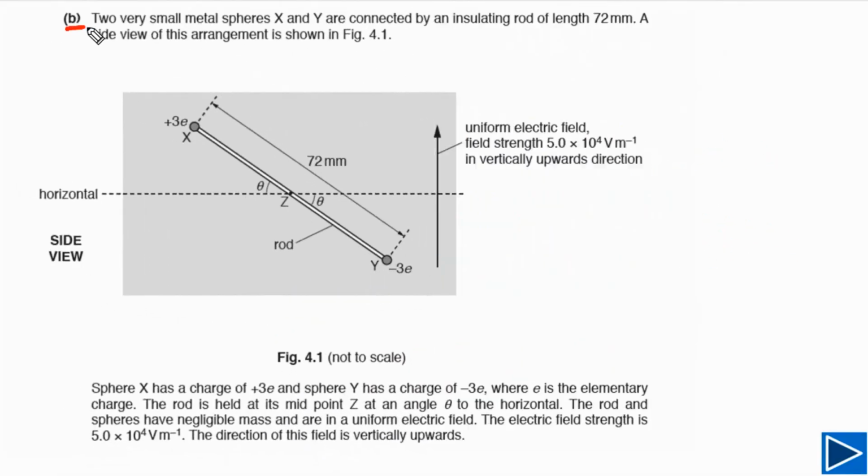For part B, it is given to us that there are two very small matter spheres X and Y. They are connected by an insulating rod of length 72 millimeters. The length of the rod is given, that is 72 millimeters. And the rod is placed inside a uniform electric field, the value of E is given, and it is also given that the electric field direction is vertically upwards.